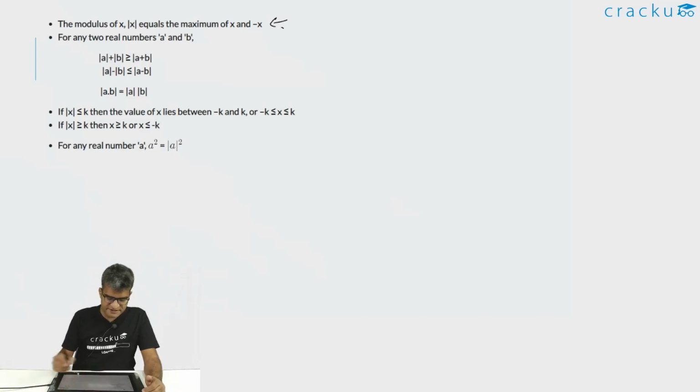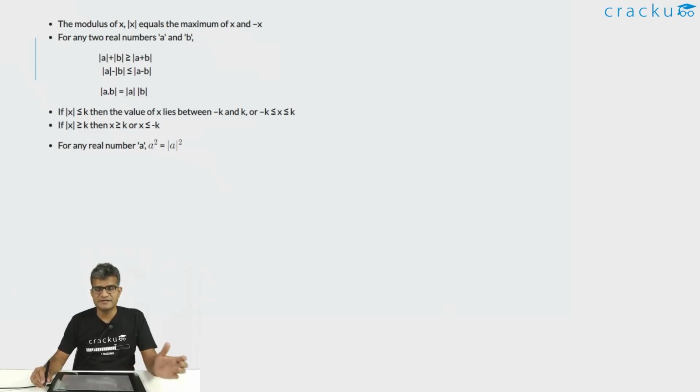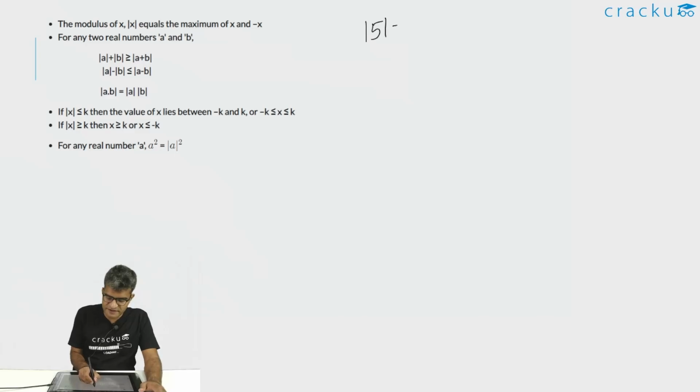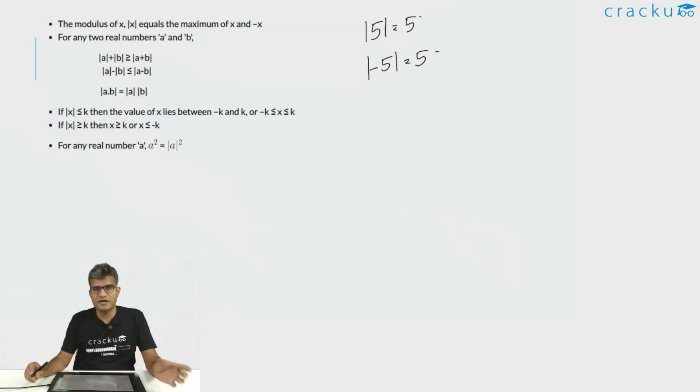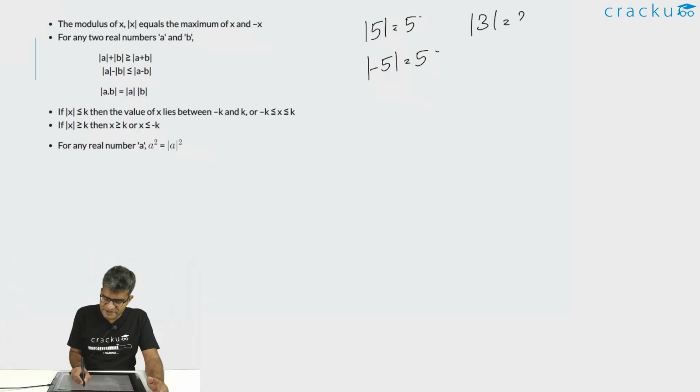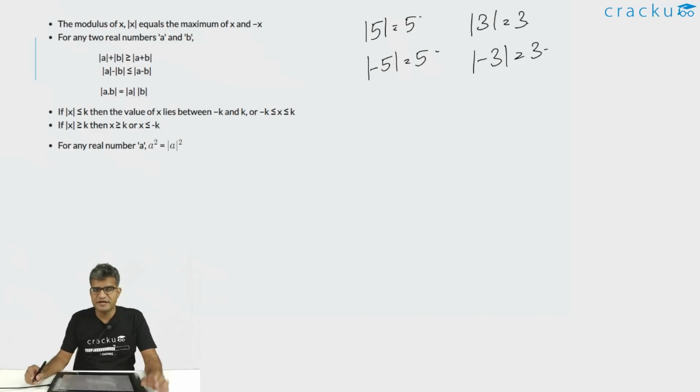In this formula, let us first try to understand what exactly is modulus. The modulus of a number gives the absolute value of that number. That is, if it is a positive number, the same number is returned. But if it is a negative number, the positive value of that number is returned. That is, the value of modulus of 5 is equal to 5. But the value of modulus of minus 5 is also equal to 5. That is, the negative value is removed and a positive value is returned. Similarly, the value of modulus of 3 will be 3. And the value of modulus of minus 3 is also equal to 3. A negative number becomes a positive number when you put the modulus on it.